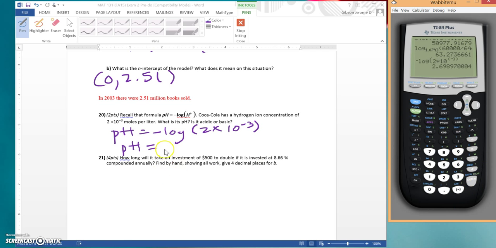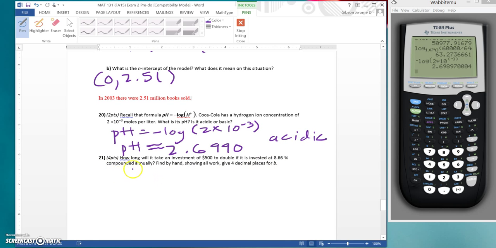And that would give us, our pH would be 2.6990 if we round to 4 decimal places. And we know this is an approximation, and we know it is acidic. So anything under 7 is acidic.